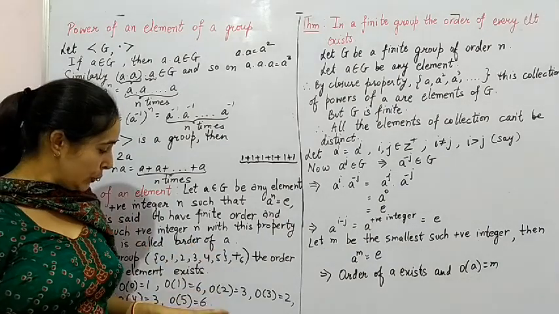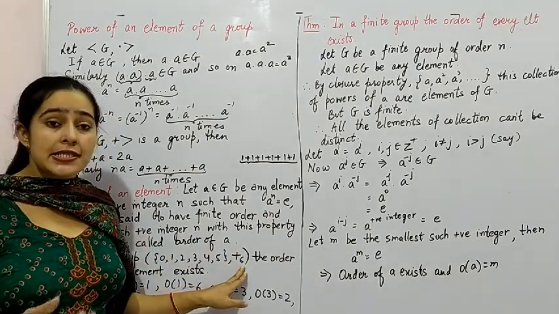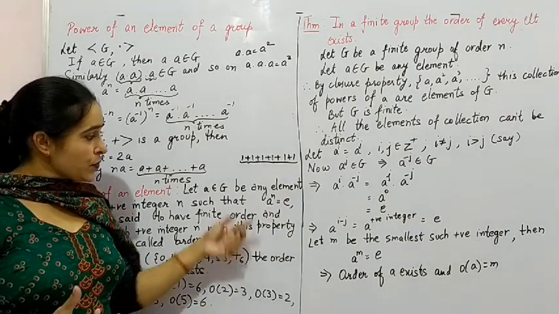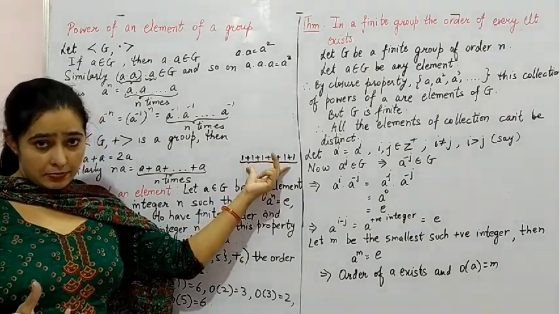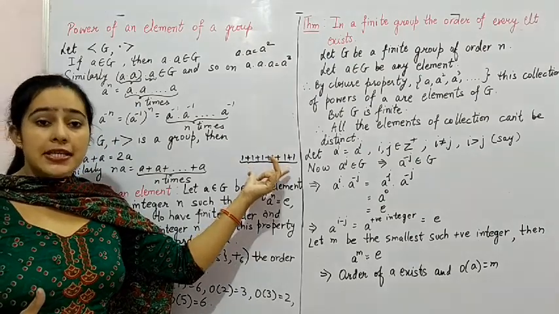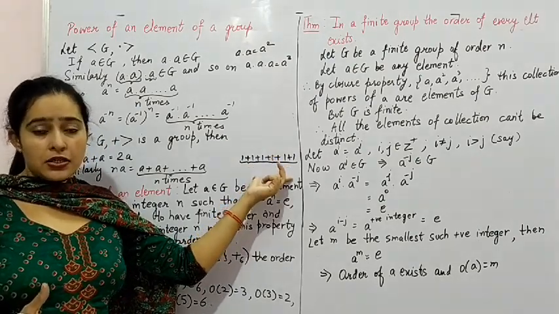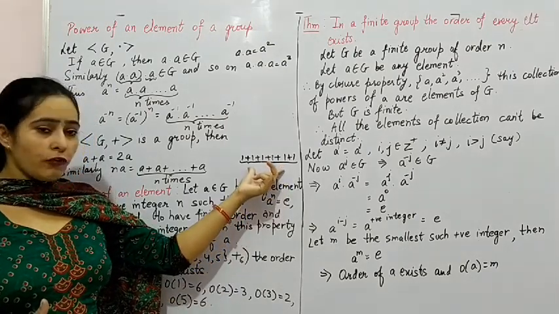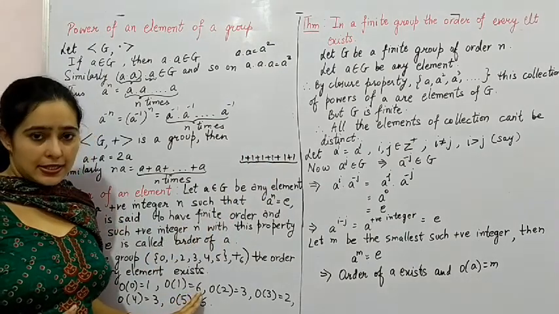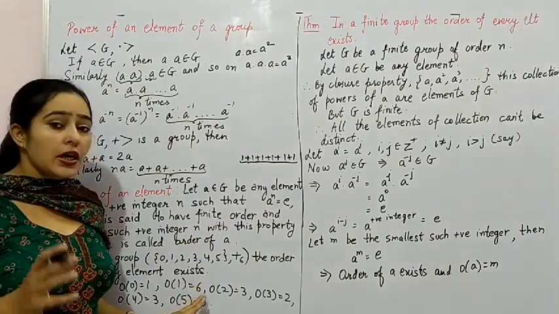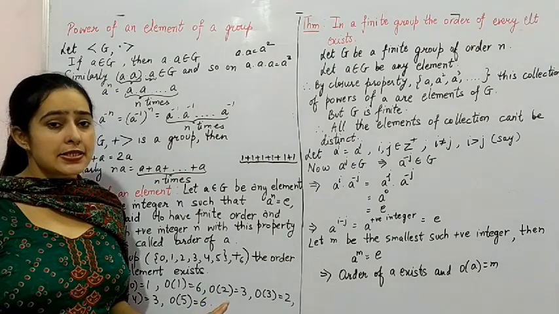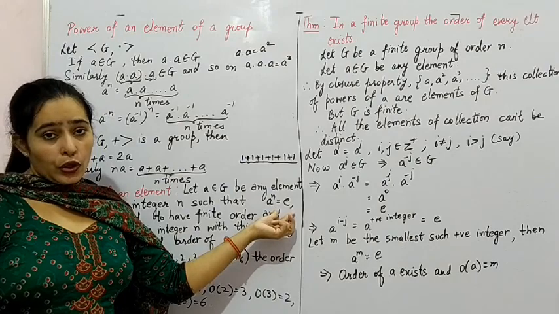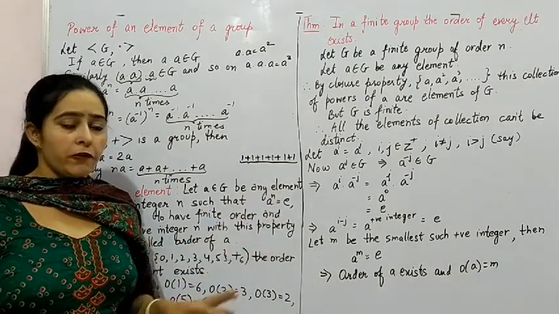And as I have told you, in addition modulo 6, the answer is your remainder. Right? So when we add 1 six times, we get the answer 0. That is the identity. So what is the order of 1? The order of 1 is 6, because there is no number less than 6 which will satisfy this property. Now, for checking here, you will not write a to the power n is equal to e.